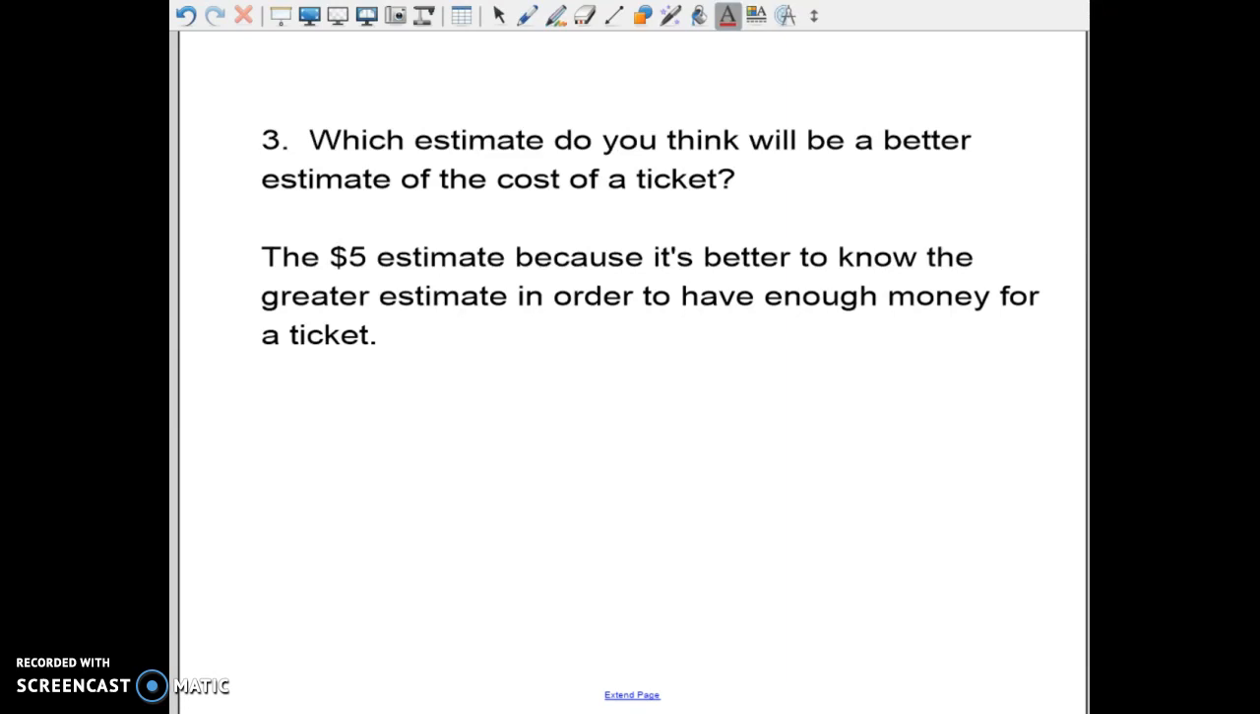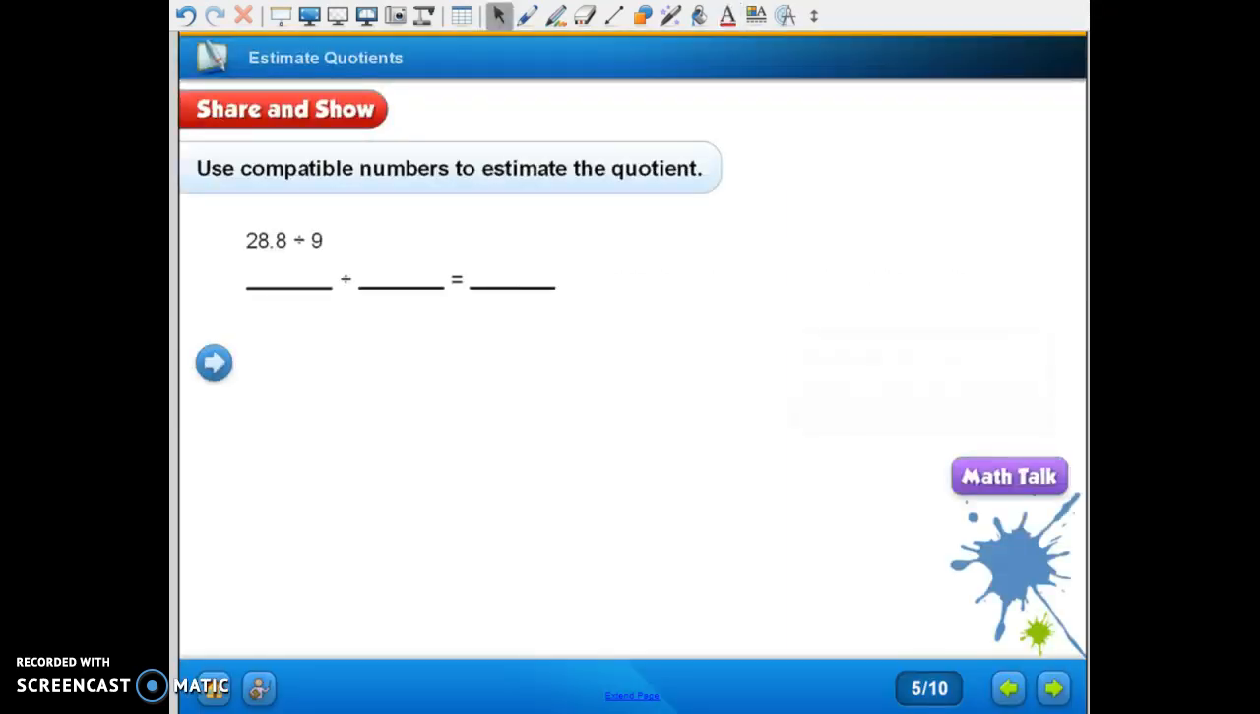Okay, at the bottom of page 210, it says use compatible numbers to estimate the quotient. Okay, so when we have 28 and 8/10 divided by 9, let's think of our multiples of 9. What's a multiple of 9 that's close to 28? 3 times 9, which is? 27. So we would estimate this to be 27 divided by 9, and we could leave our divisor at 9, which would be 3.